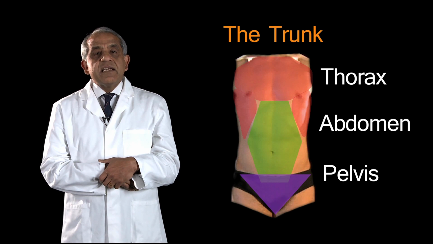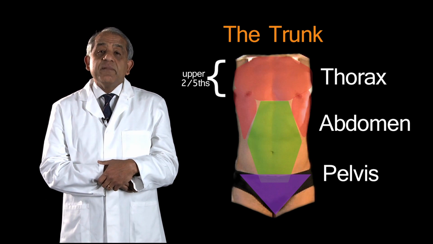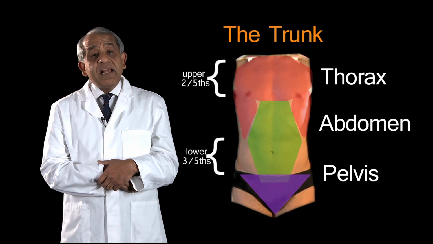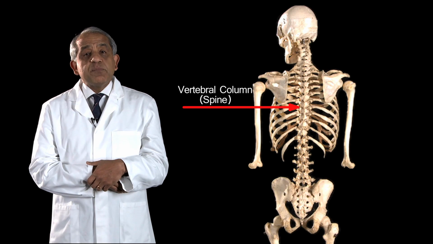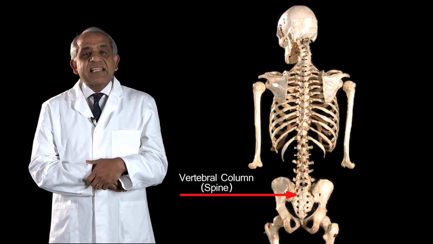The thorax makes up the upper 2/5 approximately of the trunk, and the lower 3/5 is made up of the abdomen and the pelvis. Running down the entire length of the trunk, down the midline in the back, is the vertebral column or spine, and this acts like a strut.